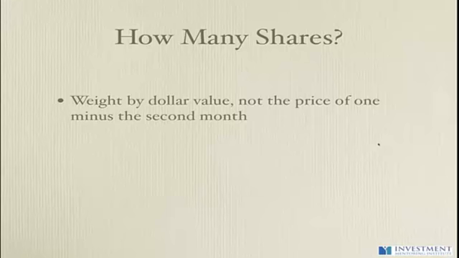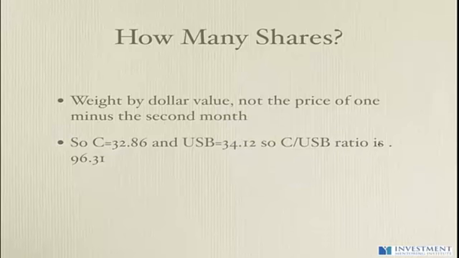So we want to have an equal dollar value of each of the two stocks. We want $5,000 of each or $10,000 of each or whatever we want. So the way we figure that out is we simply take the ratio. So right now, Citibank is at 32.86. USB is trading at 34.12 when I put this together earlier today. So the ratio is 96.31. Citibank trades for 96.31% of the price of USB.